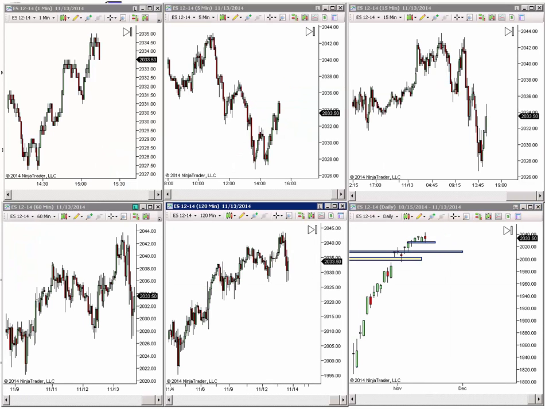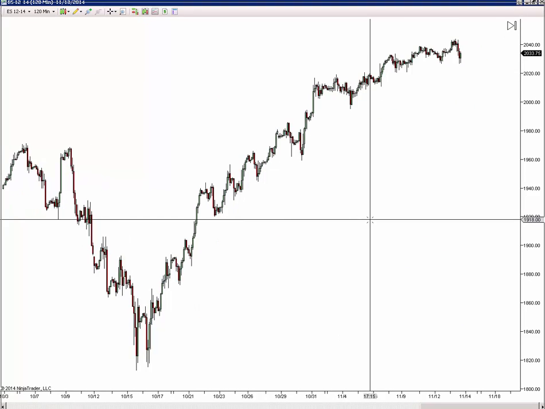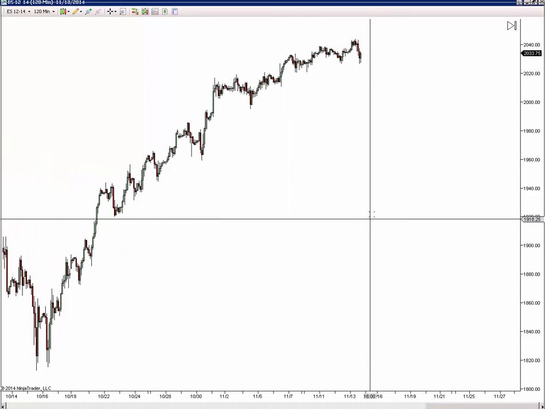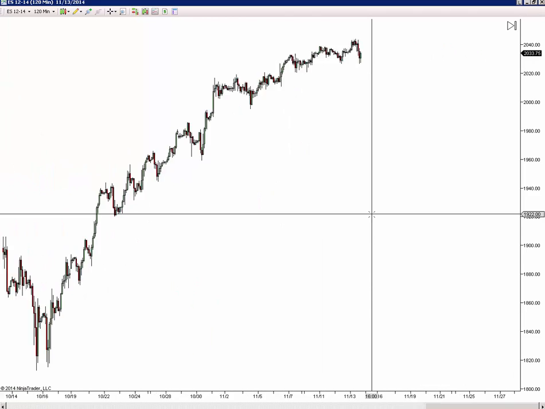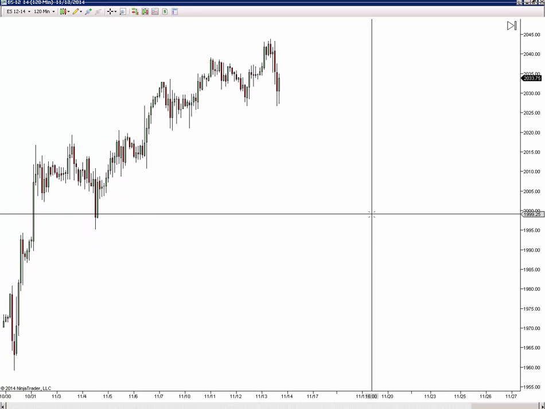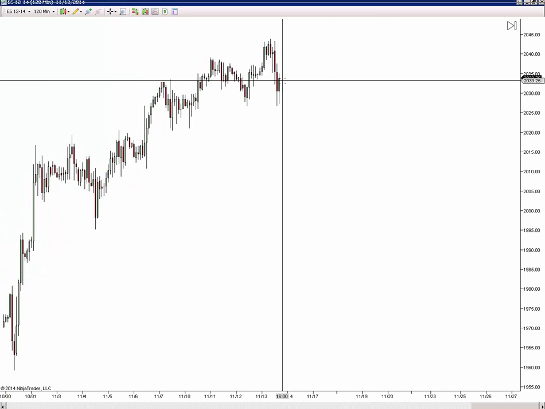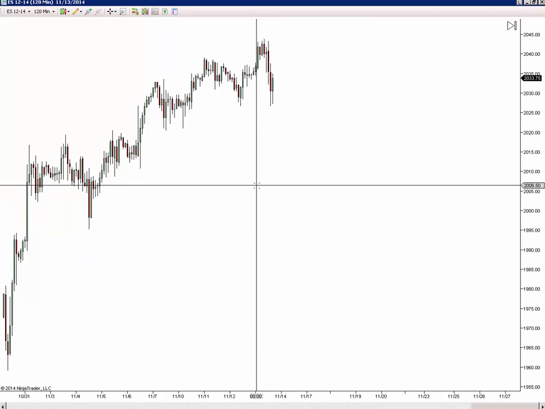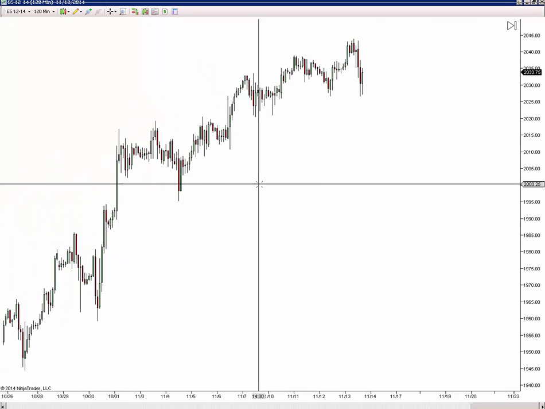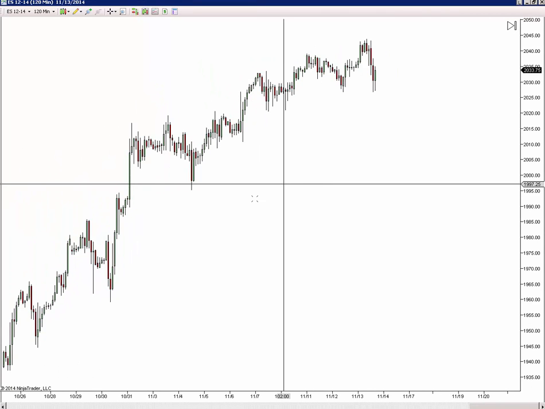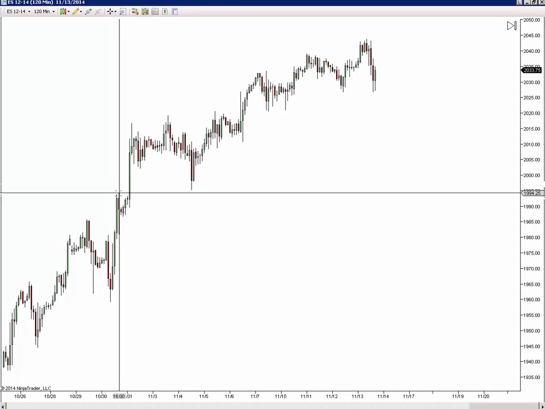So if we start going into a lower time frame, we can start looking at how you would chart the market, what to look for, when to look for it. For instance, right here, see right there, swing high.